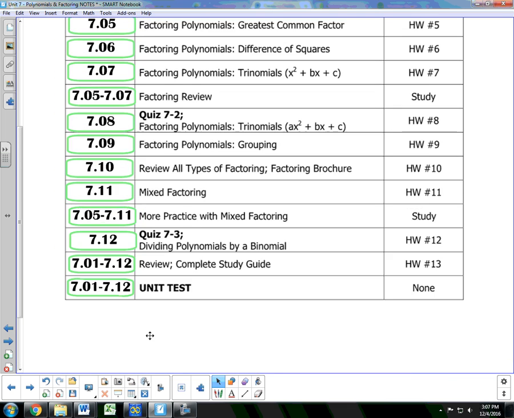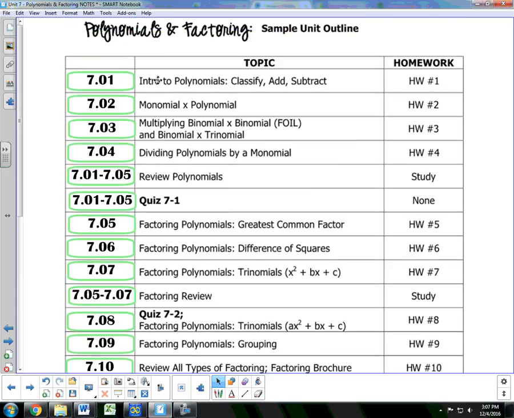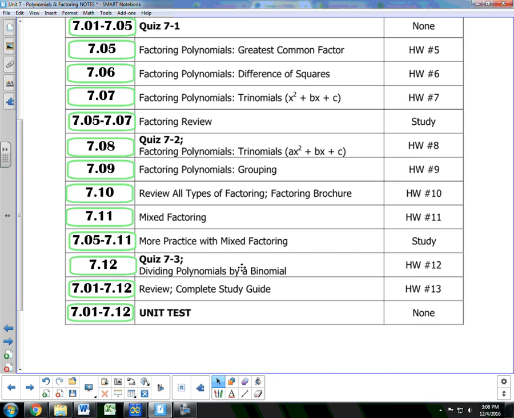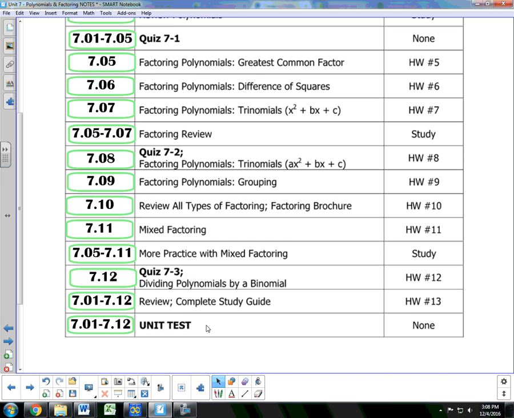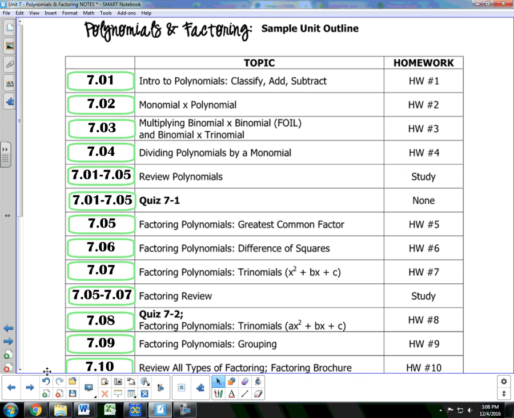Let's see if I can get all those unselected. Okay, there we go. So first we're just going to introduce polynomials, then monomials times polynomials, some more multiplying, dividing of them, a review, have a quiz in there, and then we get into this thing called factoring. And you've factored before with numbers. We're going to be factoring with polynomials, and factoring is going to be a good chunk, there's lots of different ways that we can factor. And of course, we'll end up with the test.